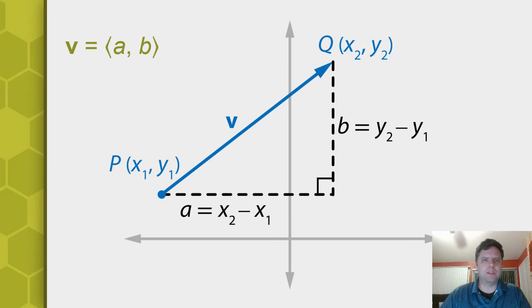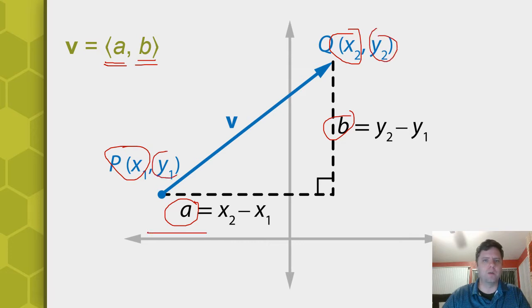Another way that we can denote the vector is we can say how far it travels in the x direction, and then comma how far it travels in the y direction. So we could, again, find that a and b value by subtracting, here's the x2 and the x1. We could just subtract x1 from x2 to get a, and we could subtract y1 from y2 to get b.